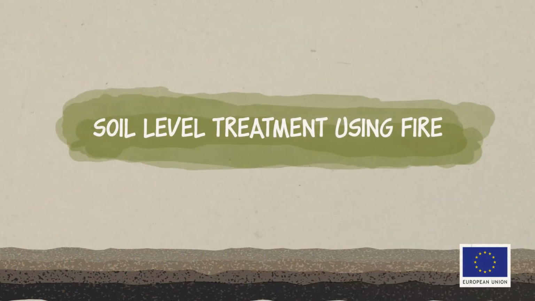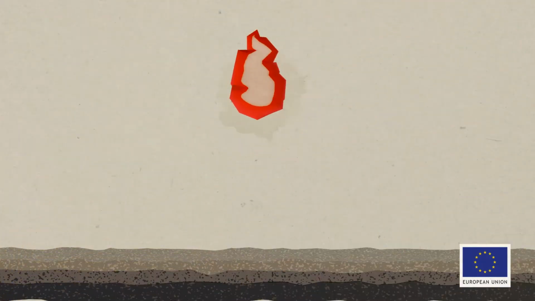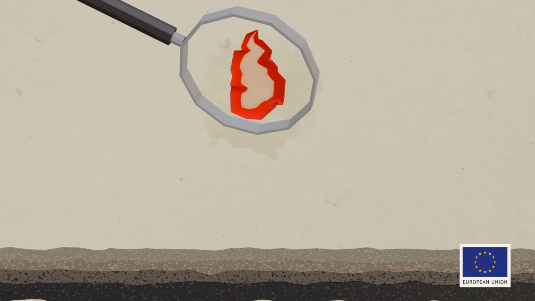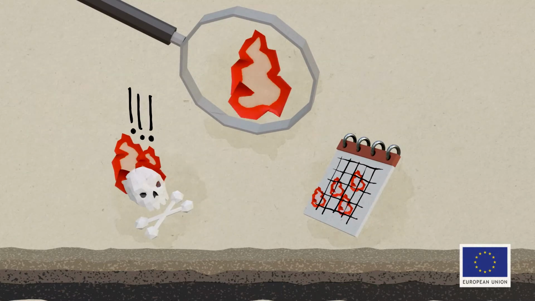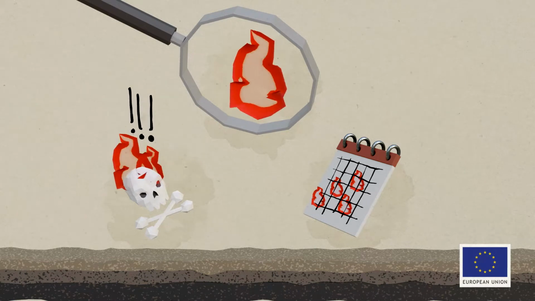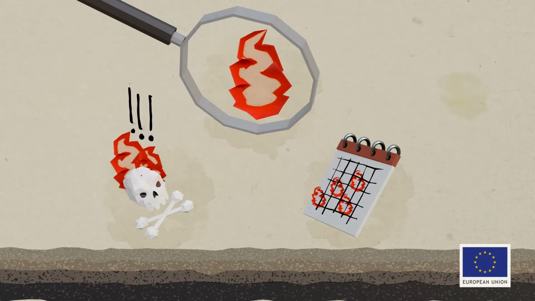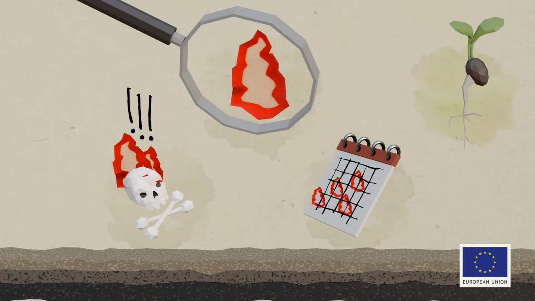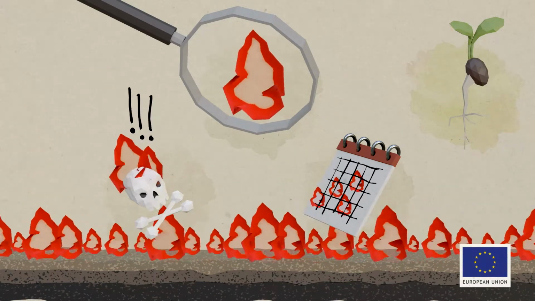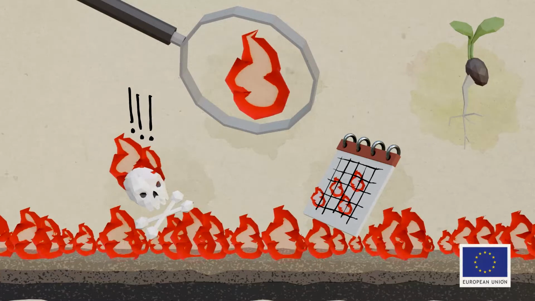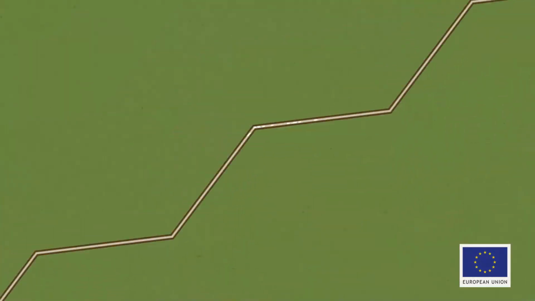Soil level treatment using fire. Burning or scarification of controlled patches at the end of the wet season avoids hot fires that would cause extensive damage to vegetation. While species such as kiaat naturally require fire to germinate, more frequent fires may lead to seedling mortality and may speed up the loss of soil nutrients.